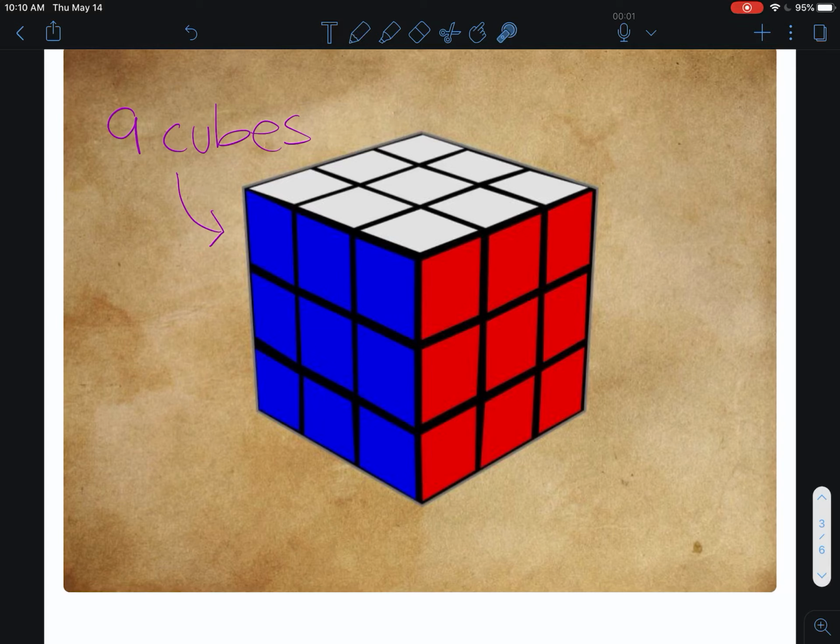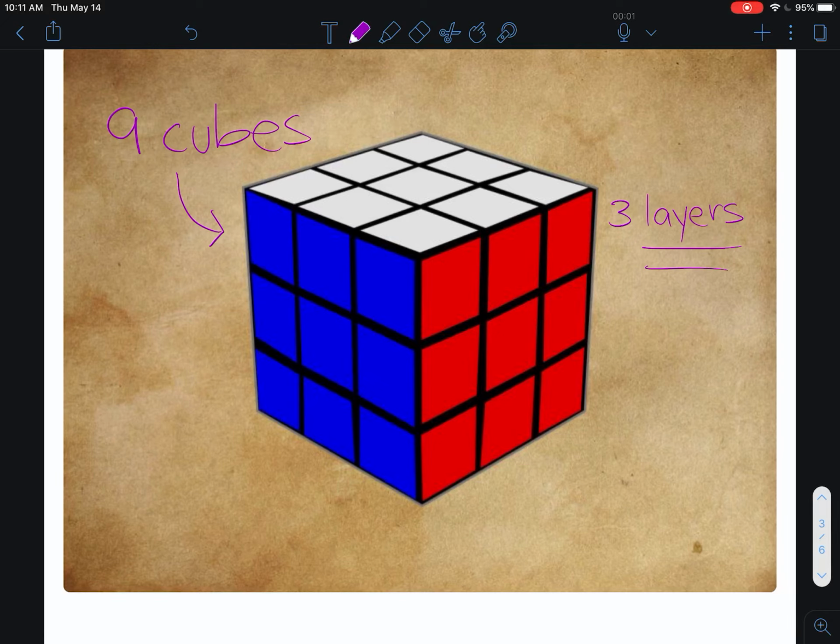And now the next thing I need to do is look at how many layers I have. Okay, I've got 1, 2, 3 layers, right? Again, so it's 1, 2, 3 layers. Okay, so there's 3 layers here. You could say 3 levels. Means the same thing, really, right? So I've got 9 cubes in this top layer, and I've got 3 layers.